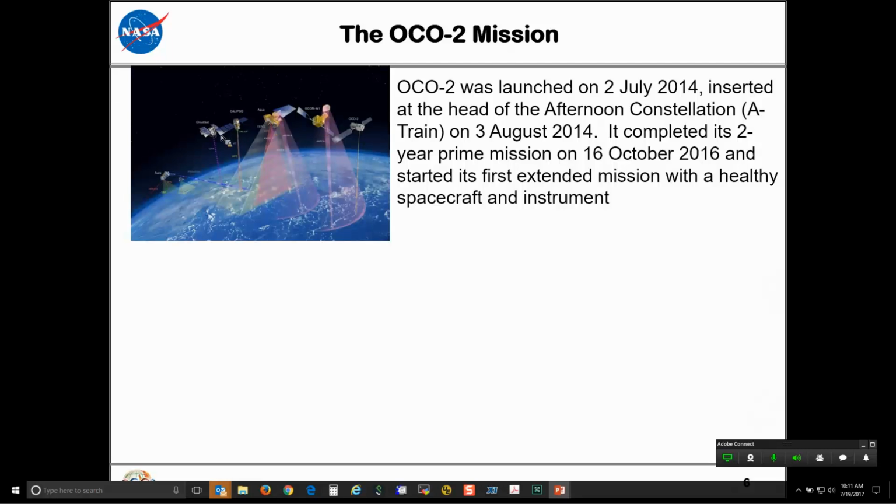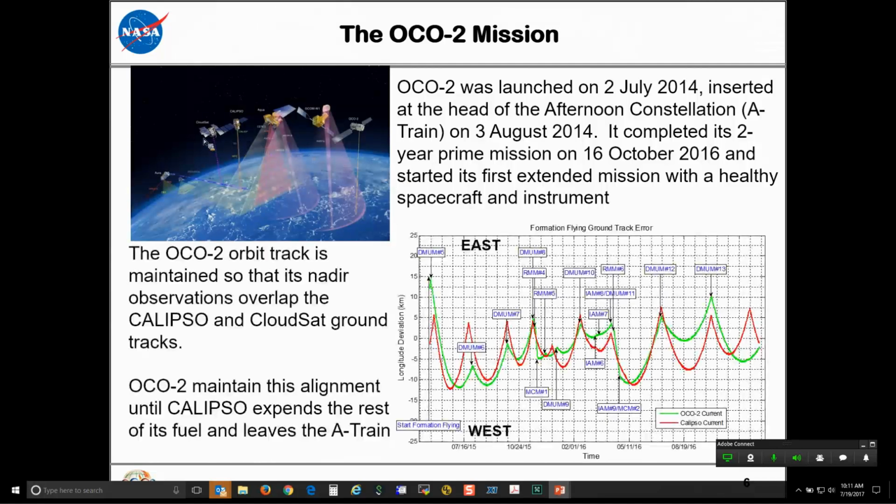Aqua behind that, Calypso, CloudSat, Aura, and then Parasol is flying a little bit below the A-Train at the moment. We actually fly in a very, very tight formation with CloudSat and Calypso. In fact, we try to monitor and maintain our orbit track so that it's in very, very close alignment with the Calypso orbit track, shown here as a red line. And you can see the OCO2 orbit track, or I should say the nadir track for our orbit, where our nadir observations are taken, usually falls within about 5 kilometers of the Calypso track.